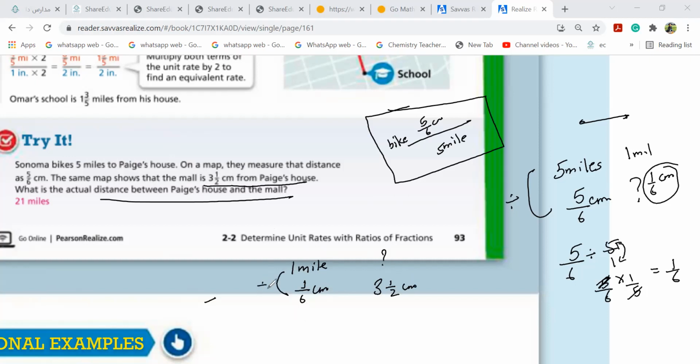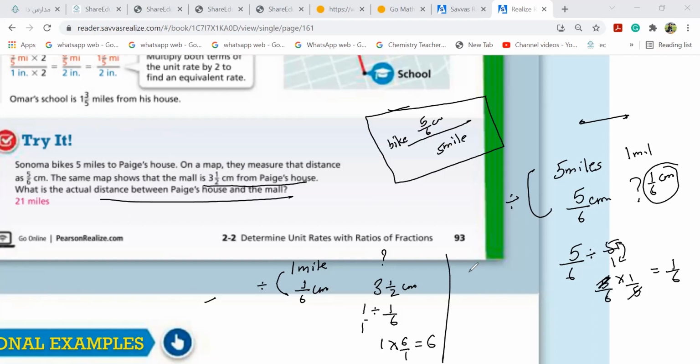You divide this. 1 divided by 1/6. Whatever the answer I get, I multiply with this. So 1 divided by 1/6 means I'll copy 1, division becomes multiplication, flip it. Am I right? So you got 6.